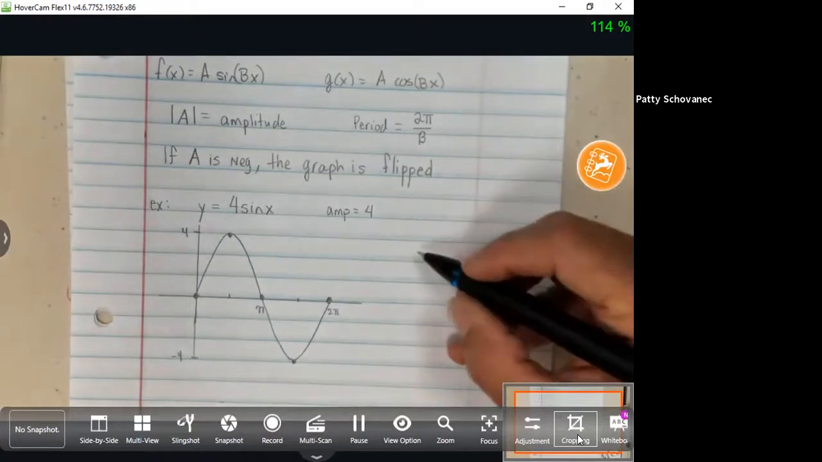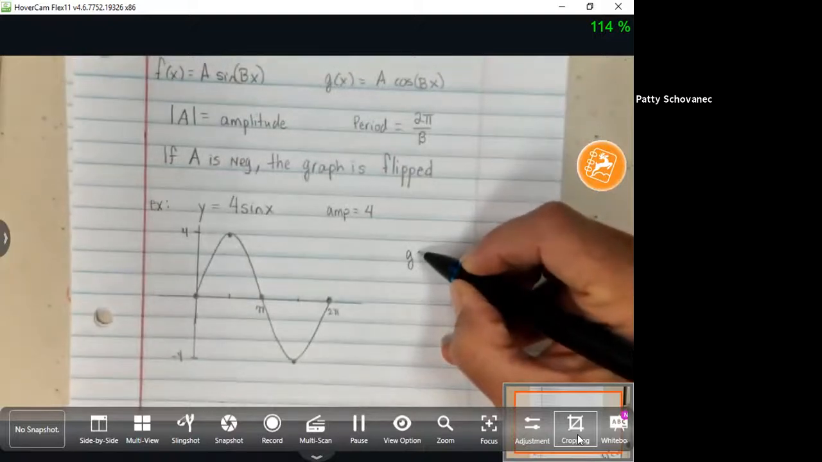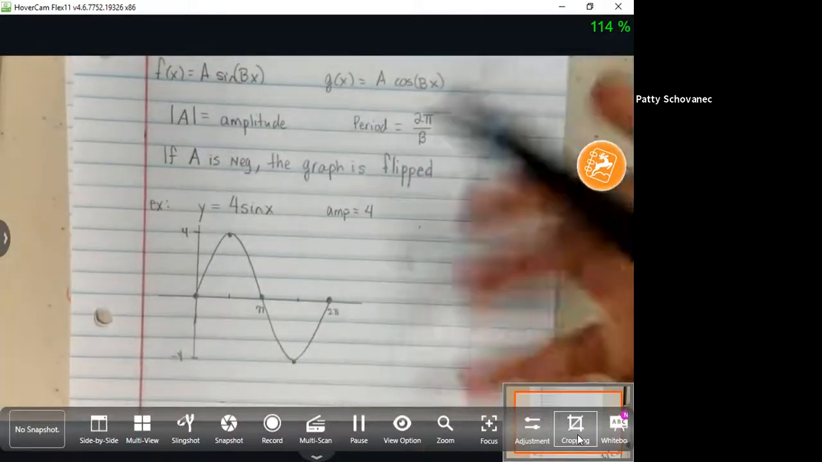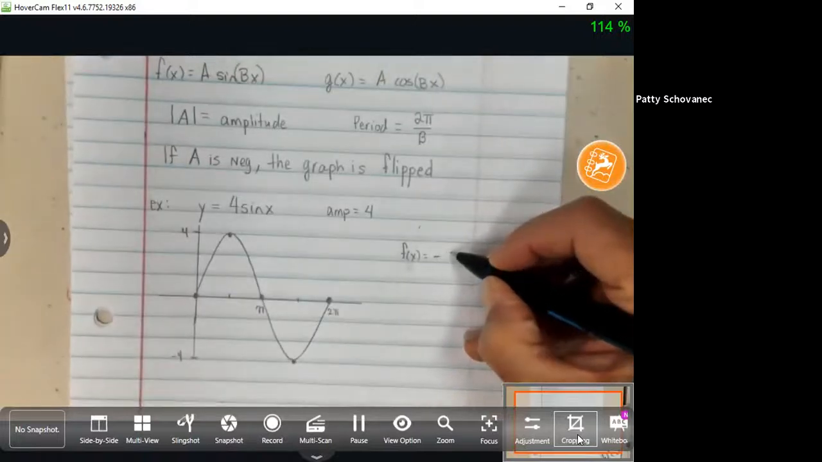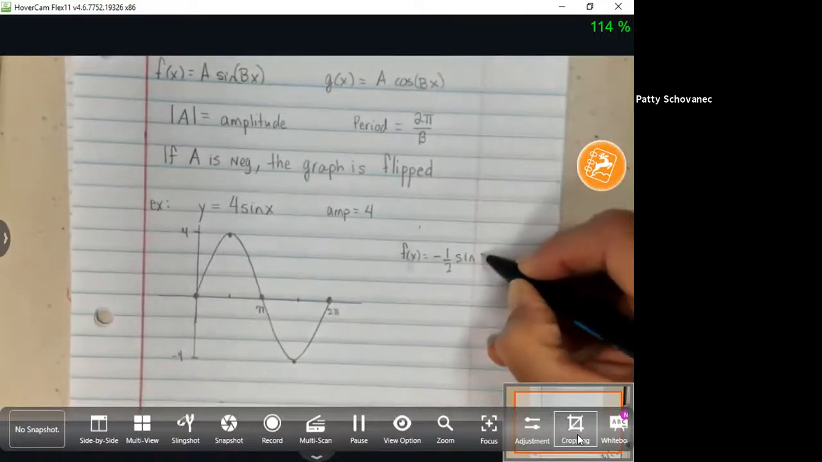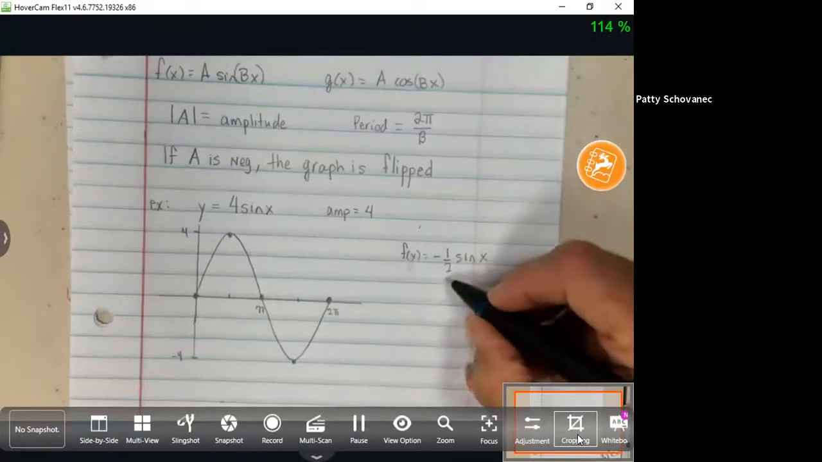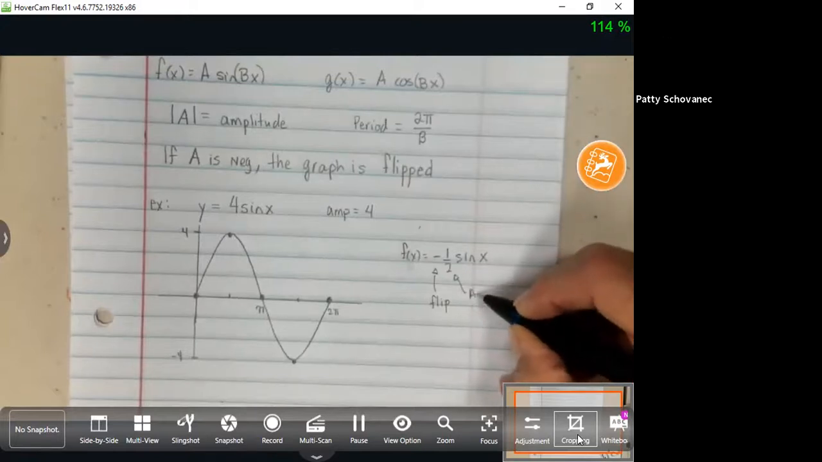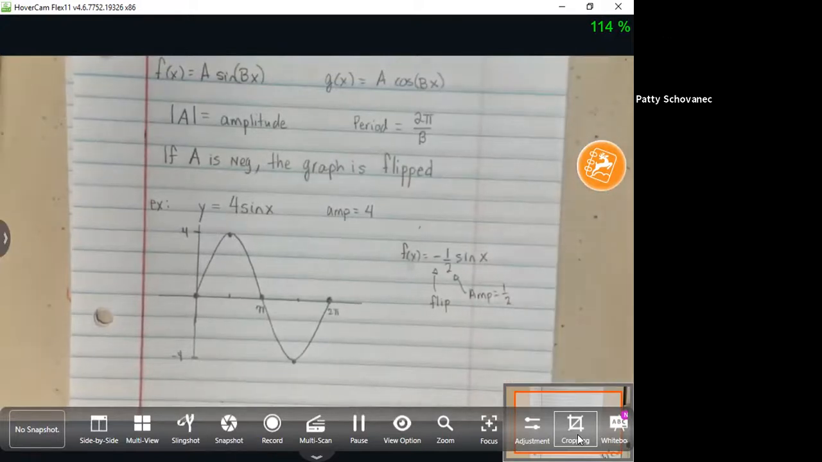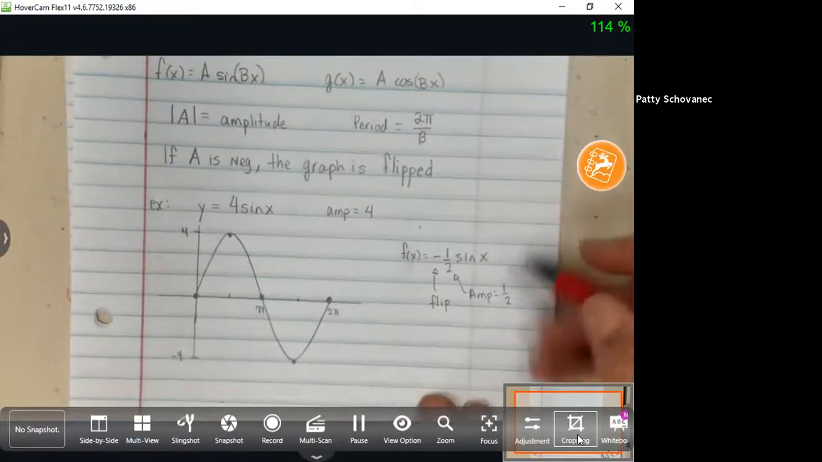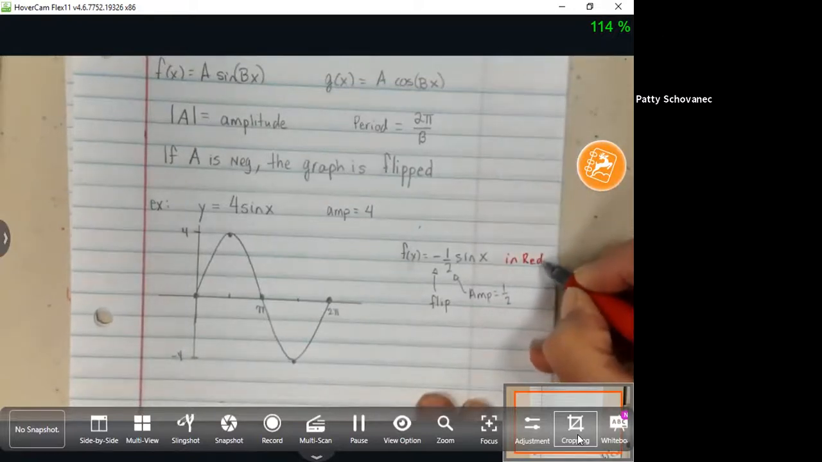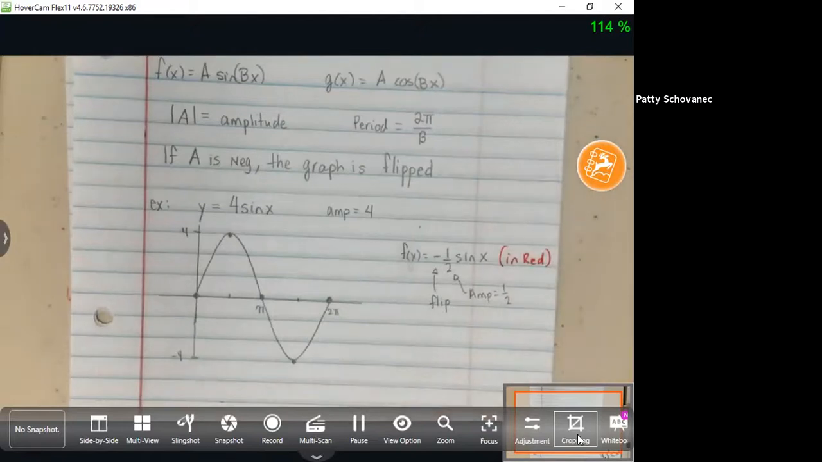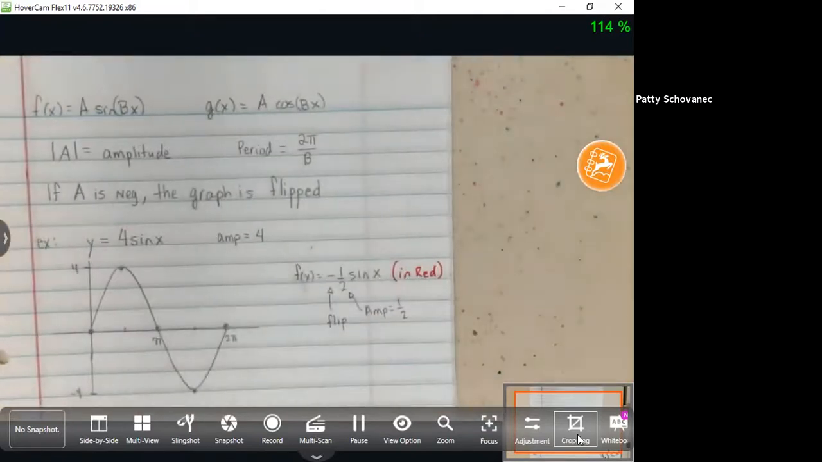If I want to graph on top of this, g of x, let me use just f of x is equal to -1/2 sine of x, then 2 things have happened. The first thing is that I have to flip this graph over, and then I make it half as tall. The amplitude is a half. So I'm going to draw this one in red on the same coordinate system because I haven't changed the period at all. I've just flipped it over by multiplying by a negative number, and I made it half unit tall.